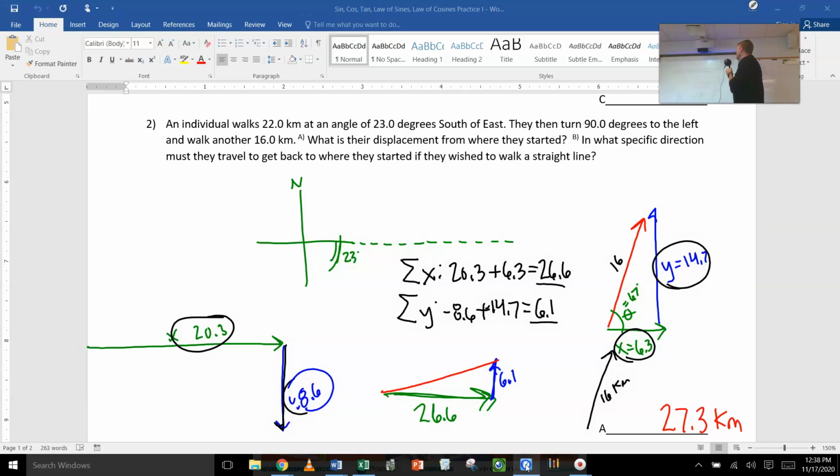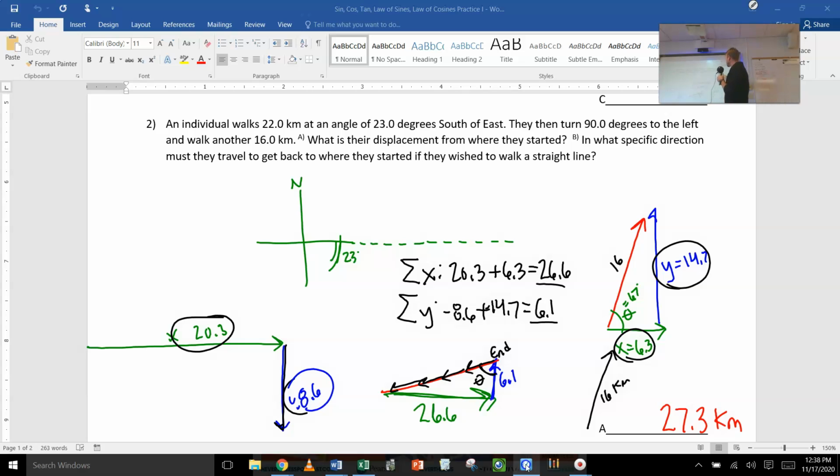And then part B, in what specific direction must you travel to get back? So here's where you're at. You ended up here. You ended up to the right, really far east, and then you ended up a little bit north. So you're going to have to go south and west to get home. So you want to travel back home. So let's find this angle to go back home.